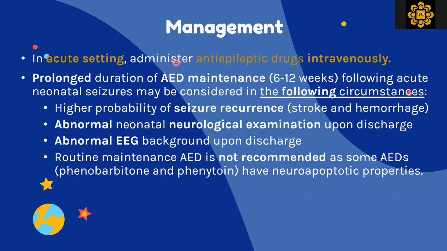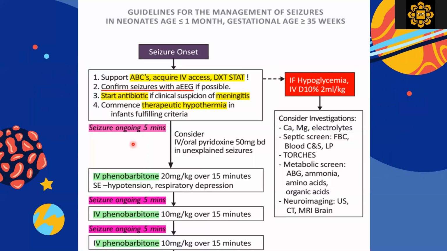So in the acute setting, we can give anti-epileptic drugs intravenously. We prolong the anti-epileptic drug only if they have all these problems. You can read after this. So this is the guideline for the management of seizures. First, ABC, IV fluids, dextrose, and then we need to confirm the seizures with EEG if possible. If not, it's okay. Start antibiotics if there is clinical suspicion of meningitis or neonatal sepsis, and then therapeutic hypothermia in infants fulfilling criteria. I will talk about this after this.